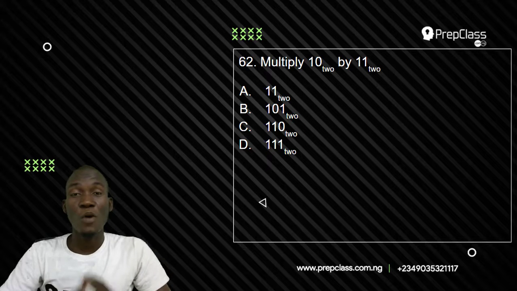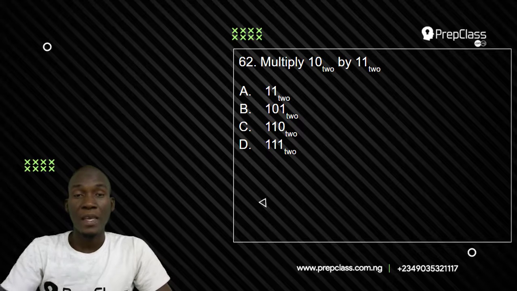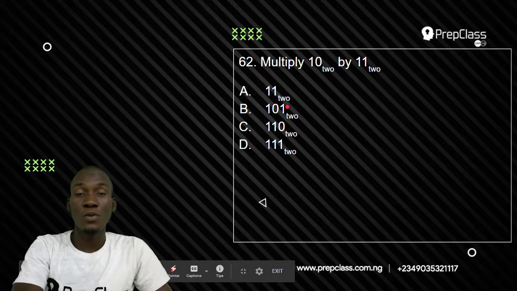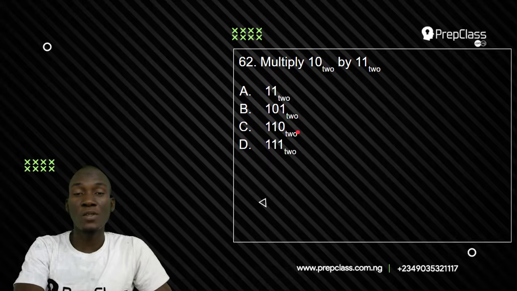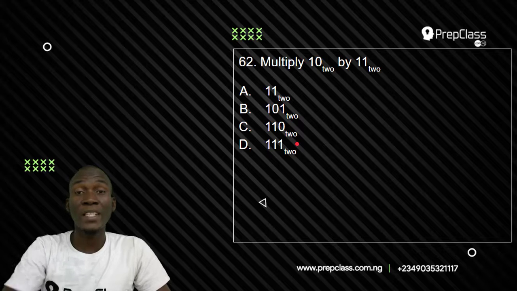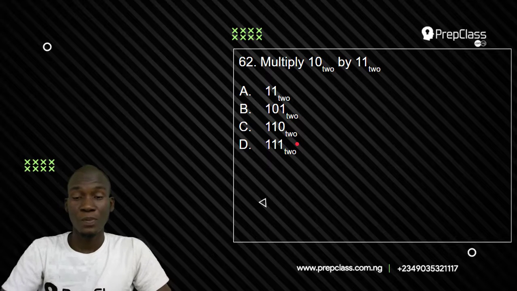Question number 62. Multiply 1 0 base 2 by 1 1 base 2. A. 1 1 base 2. B. 1 0 1 base 2. C. 1 1 0 base 2. D. 1 1 1 base 2. Now we need to multiply these numbers in base 2.